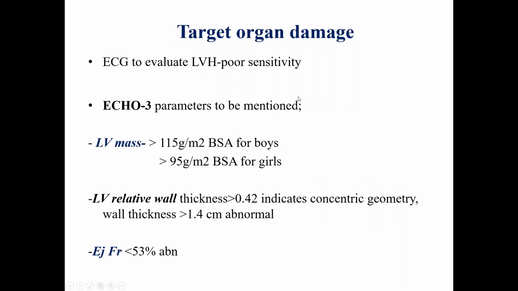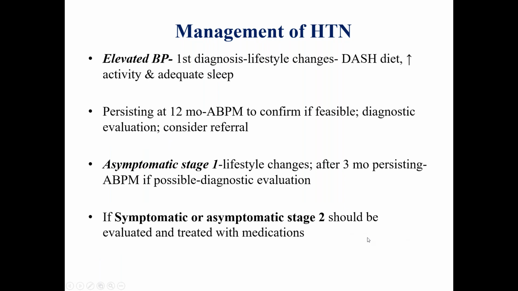Now why are we so concerned about hypertension in the pediatric age group? That is because of target organ damage. Baseline ECG usually has a poor sensitivity for left ventricular hypertrophy, and we know that hypertension predisposes to left ventricular hypertrophy. So in these patients, it is important to do a good echo, which will look at the left ventricular mass, the left ventricular wall thickness, and the ejection fraction. It is a must for all children presenting with hypertension to undergo an echo, and this would also rule out coarctation of aorta.